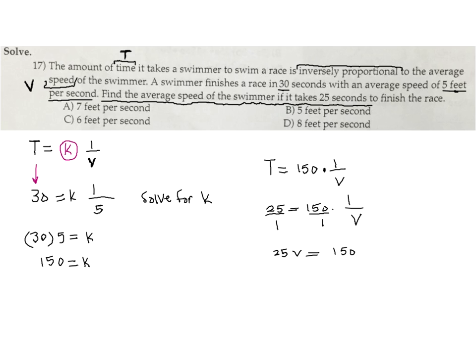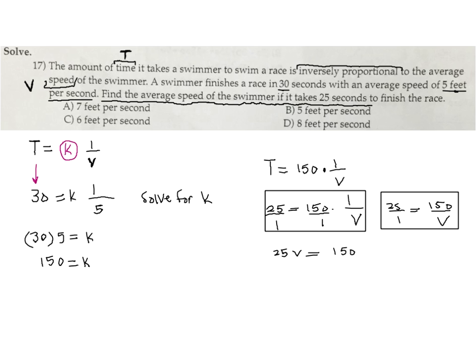Does that make sense? It's kind of like a proportion. It's 25 over 1 is equal to 150 over v. You can look at it as being a proportion. It's the same thing. Okay, so how do you solve for v? v is equal to 150 over 25. So what is v equal to? What's the speed? Dividing 25 into 150, what do we get? 6? So forget the units. It would be 6 feet per second. So which one would be the right choice here? C.